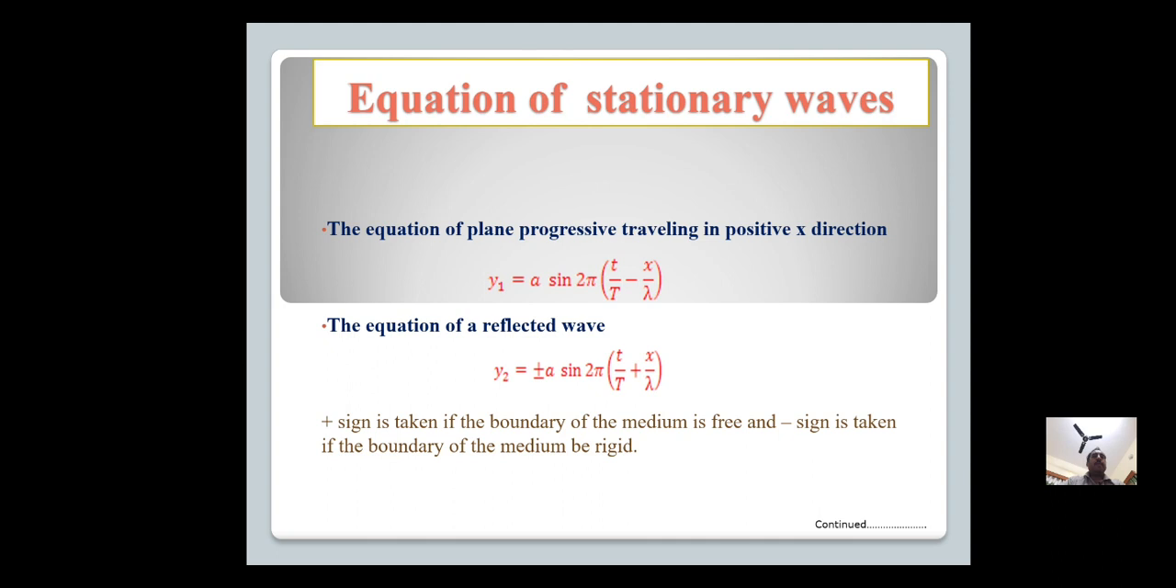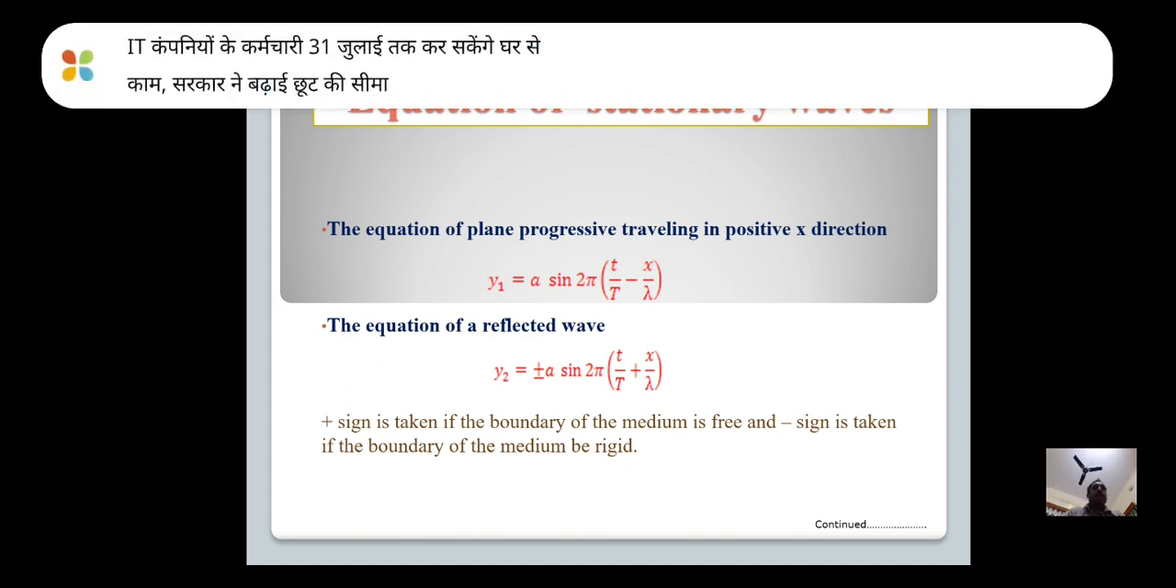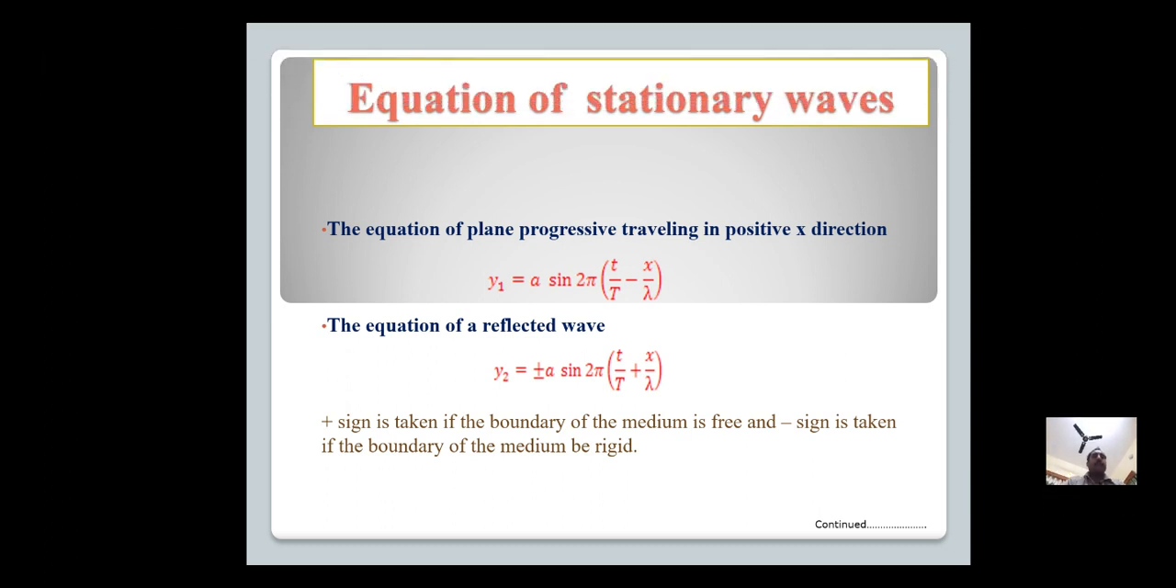Now to find the equation of a stationary wave, let y1 equal a sin 2 pi (t upon capital T minus x upon lambda) be the equation of a plane progressive wave with time period T and wavelength lambda. So the equation of the reflected wave will be y2 equal to plus minus a sin 2 pi (t upon T plus x upon lambda). It is plus x upon lambda because it is moving in the minus x direction. Plus minus a means the plus sign is taken if the boundary of the medium is free, and the minus sign is taken if the boundary of the medium is rigid.